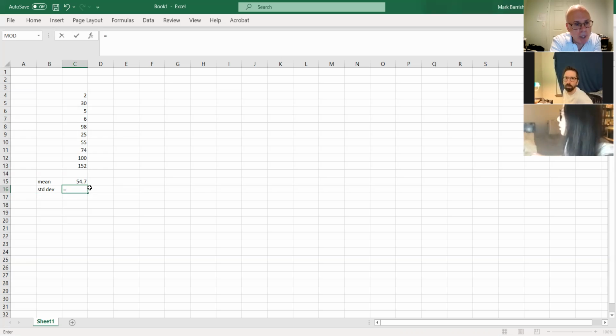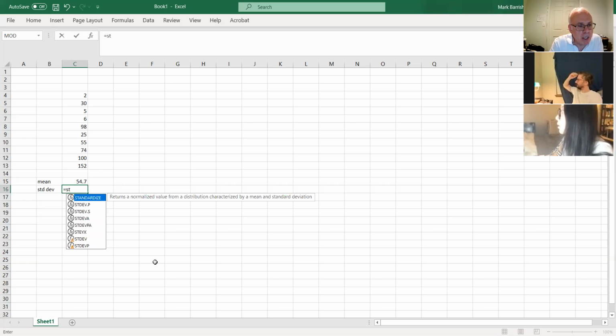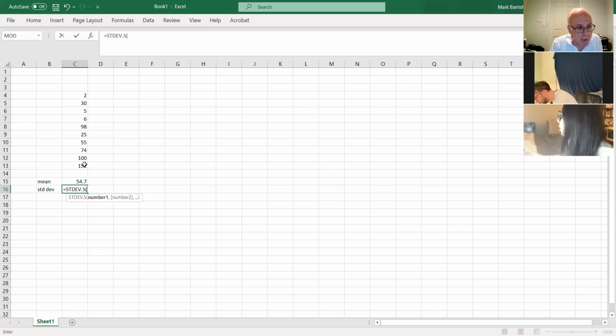Just put an equal sign and start typing in standard. ST, oops, no A there, ST. And you immediately see a list. I just started typing. You don't need to remember anything. Excel is like this: you can just start typing letters after the equal sign, and then you get this list. STDEV.S is the sample standard deviation. STDEV.P is your population standard deviation. So choose the one that says S, and then just select the numbers again, like that.